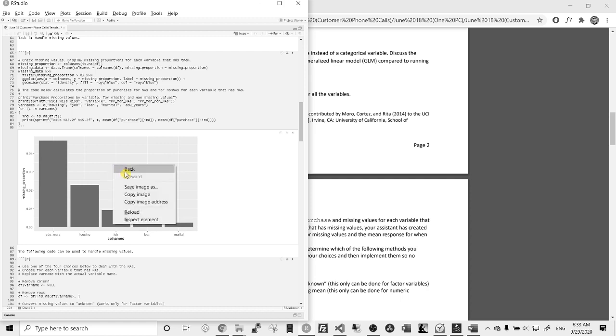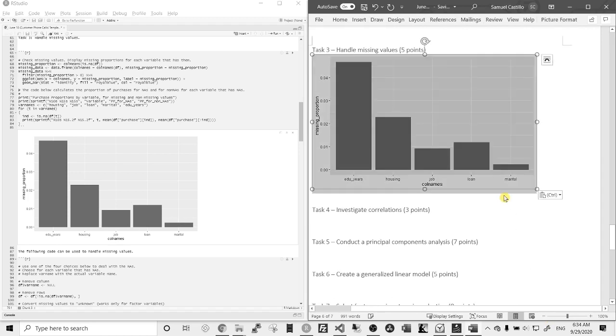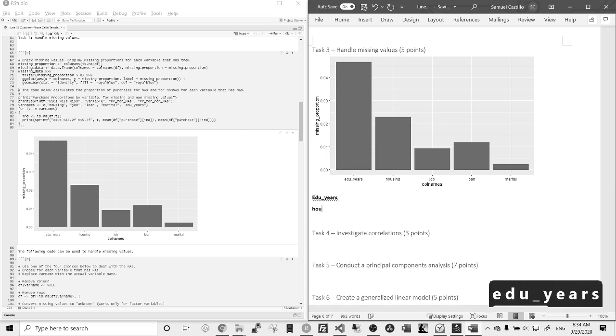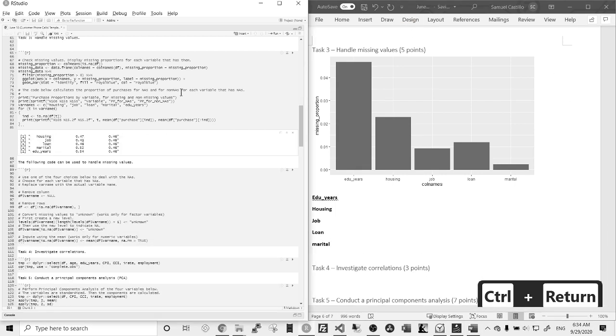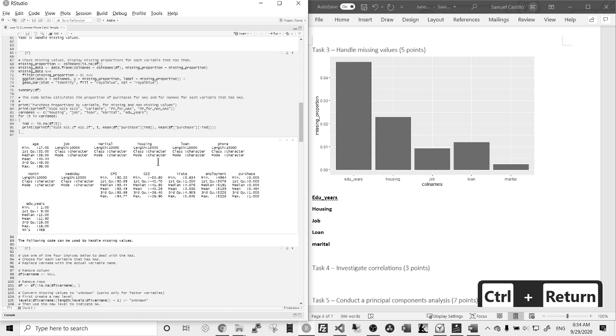So let's just copy this graph into the document, and we'll need to make some decisions regarding each of these variables. So I'm going to just create these different subheadings: EDU years, housing, job, loan, marital. Let's start with EDU years. First, let's look at the actual number of values. So you can do summary df, and it will tell you how many values are missing.